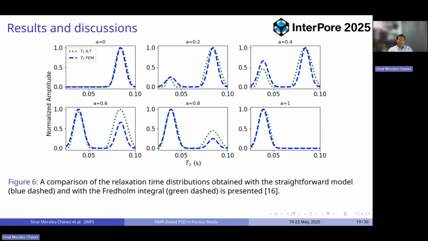Here, we compare the T2 distributions obtained using two distinct approaches. The blue dashed line corresponds to the T2 estimated by the straightforward model, and the green dashed line corresponds to the solution of the Fredholm integral equation. As we can see, the classical linear model tends to smooth out features and underestimate the presence of large pores, particularly due to the lack of diffusion and bulk relaxation corrections.